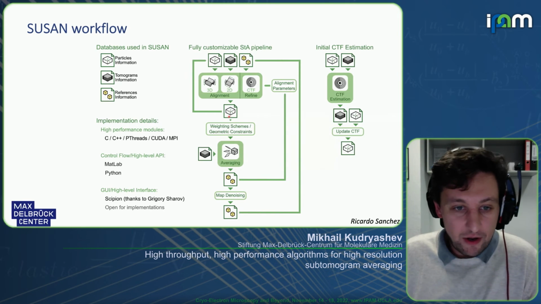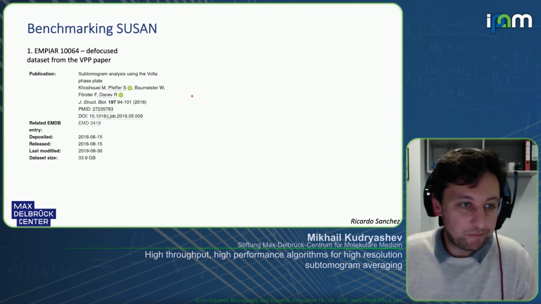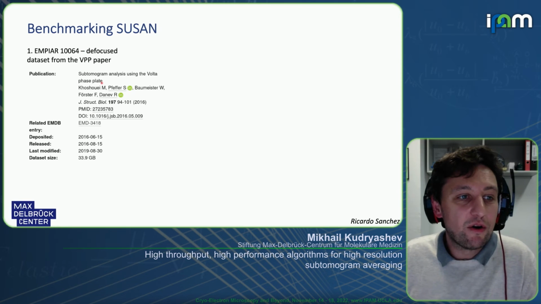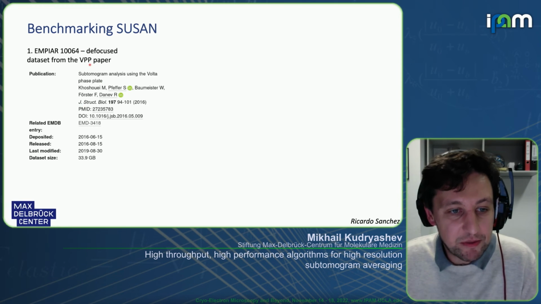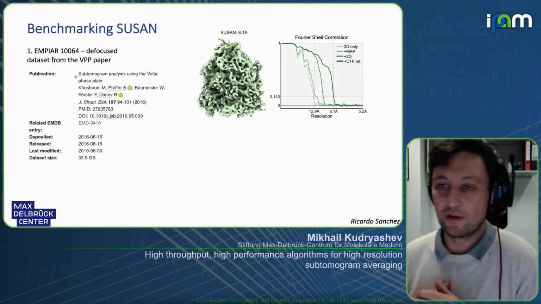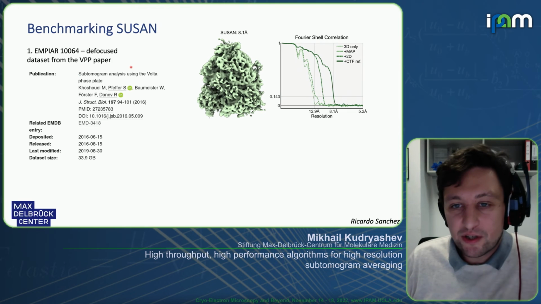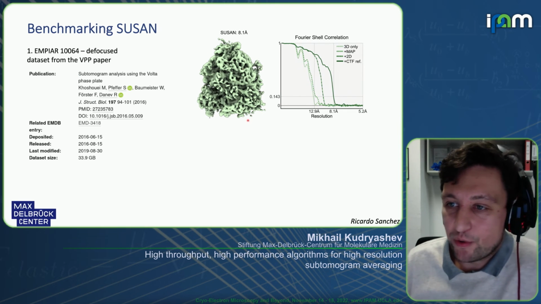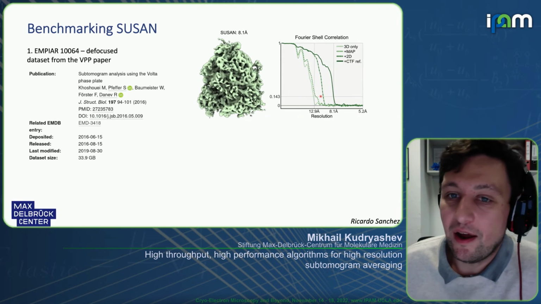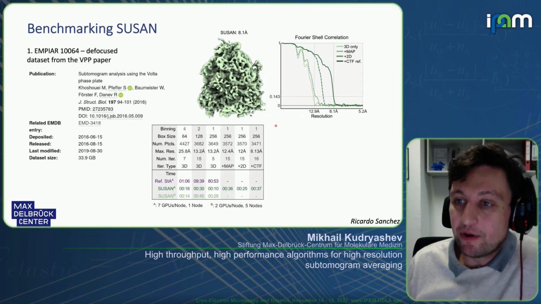So yeah, this is Susan. We benchmarked it on several data sets. One is the purified ribosomes from the Volta phase plate paper. It's one of the typical benchmark data sets that people test algorithms on. So he got to 8 angstrom with the following steps, right? So you basically can see which steps were made and how they improved the resolution. So I'll go through this a little bit.